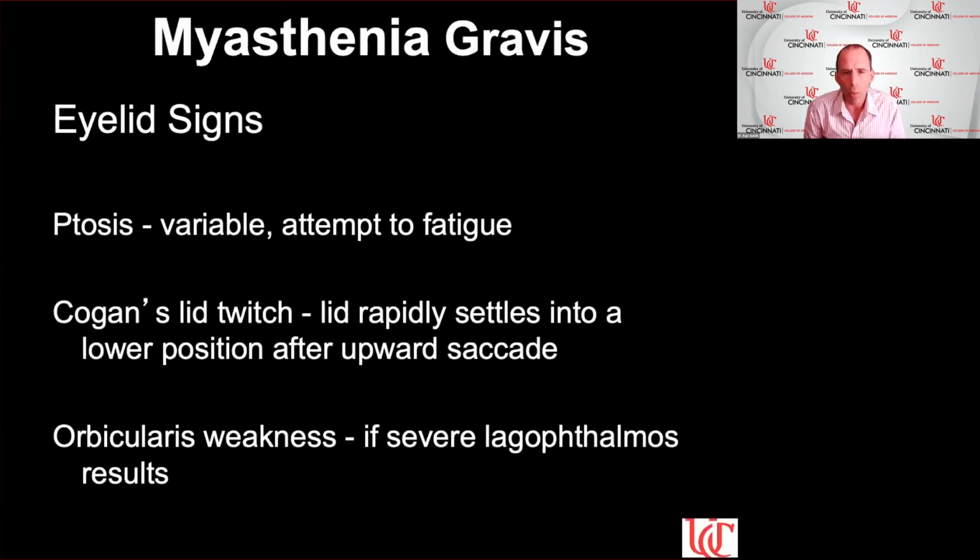Look for Cogan's lid twitch. I showed you a couple examples of that. And then we also showed to check for orbicularis weakness, because if there is orbicularis weakness in the setting of ptosis and double vision, it's probably going to be myasthenia.